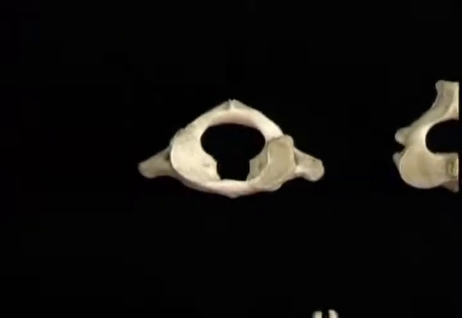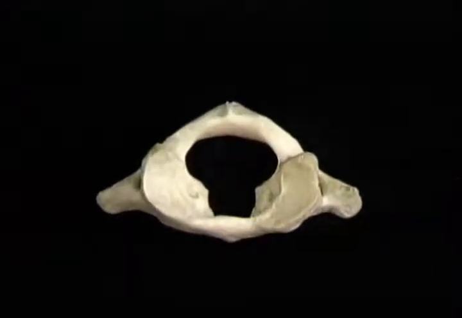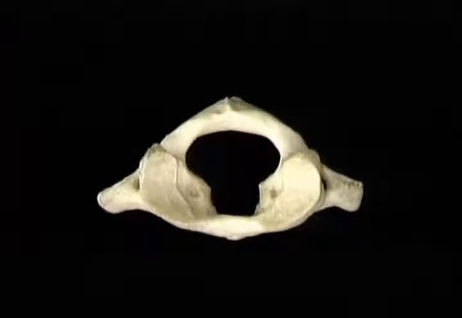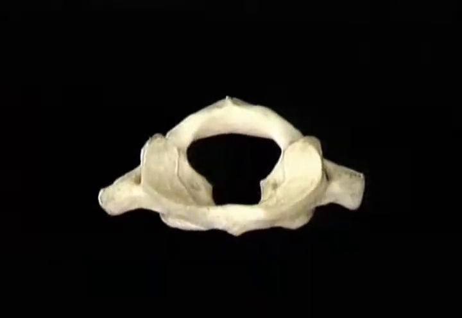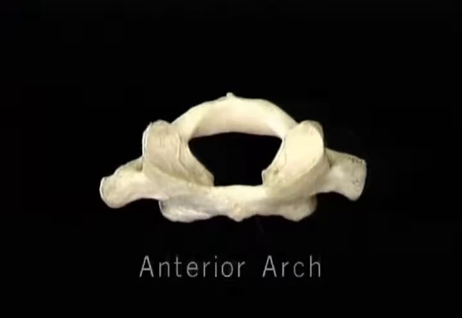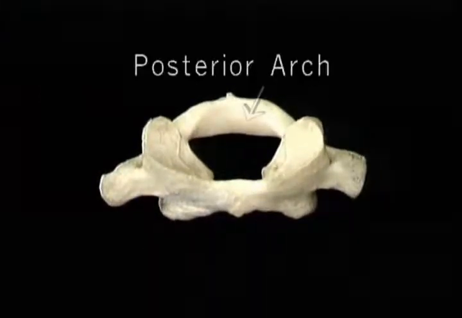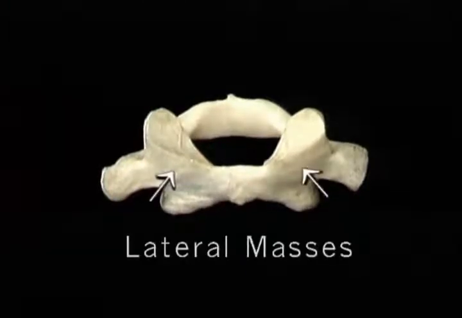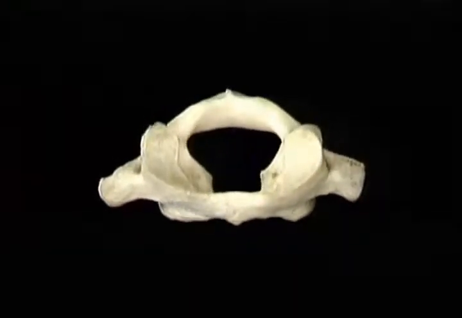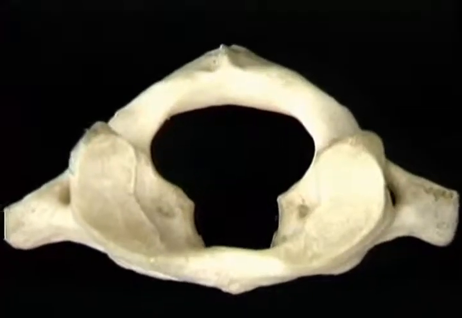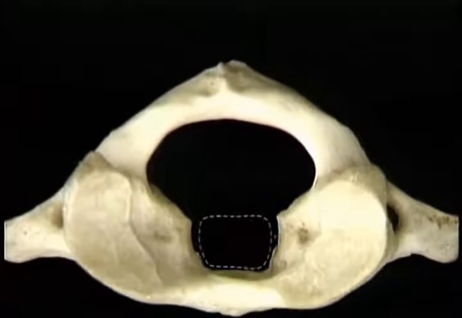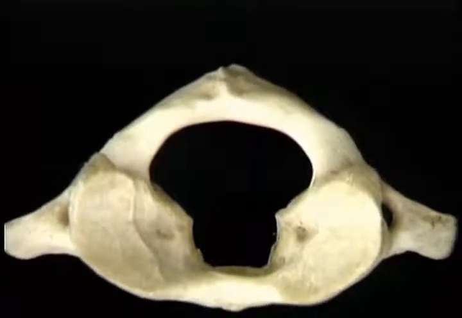Now let's look at ways in which the atlas and the axis are different. The atlas vertebra doesn't have a body. In front, it just has this narrow anterior arch, which matches the posterior arch. The 2 arches of the atlas, together with these 2 lateral masses, enclose an unusually large vertebral foramen. This part is occupied by the spinal cord, this part by the odontoid process of the axis, which we'll meet in a moment.